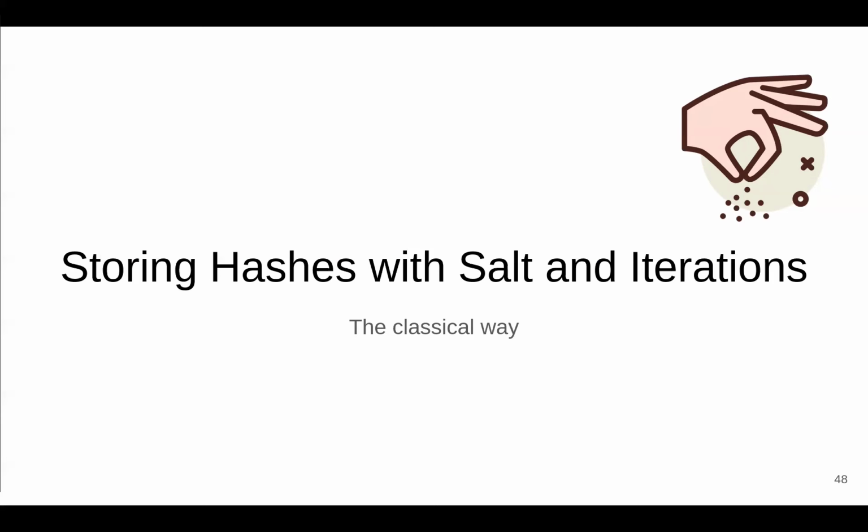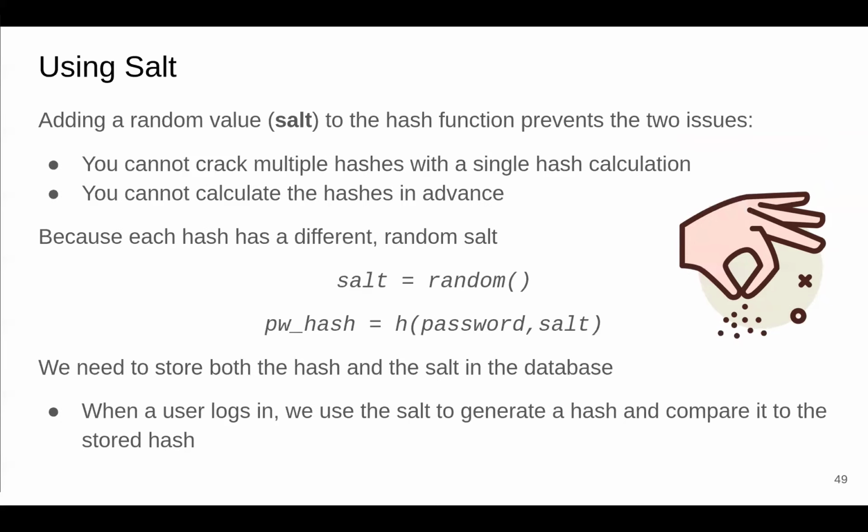storage tables. So the salt is a random value that is added to the hash function to prevent cracking multiple hashes with a single calculation and pre-computing these hashes, because you would have to pre-compute the table for every single possible salt combination, which makes this just ineffective. Each user has a different random salt. We need to store both the hash and the salt in the database. When the user logs in, as I mentioned before, we use the salt to generate the hash and compare it to the stored hash.